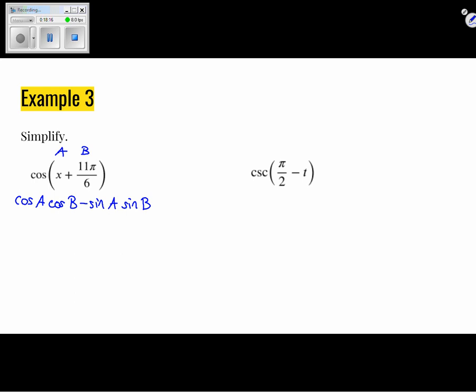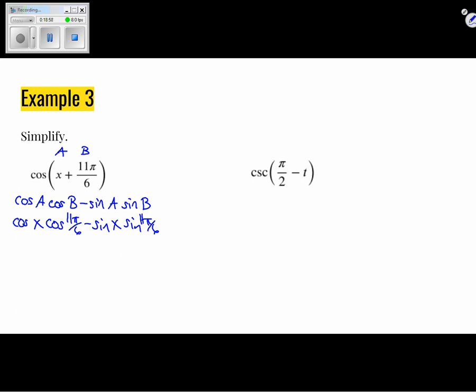Now, these aren't going to be that bad. These aren't going to clean up a lot, but I like them because we're getting into some of our values. Okay, so cosine of A is simply just going to be cosine of X. I'm just going to plug in my A and B like I did on Friday with the notes. Okay, B, what's in the B position? 11 pi over 6. And then sine of A, sine of X, and then sine of B would be sine of 11 pi over 6.